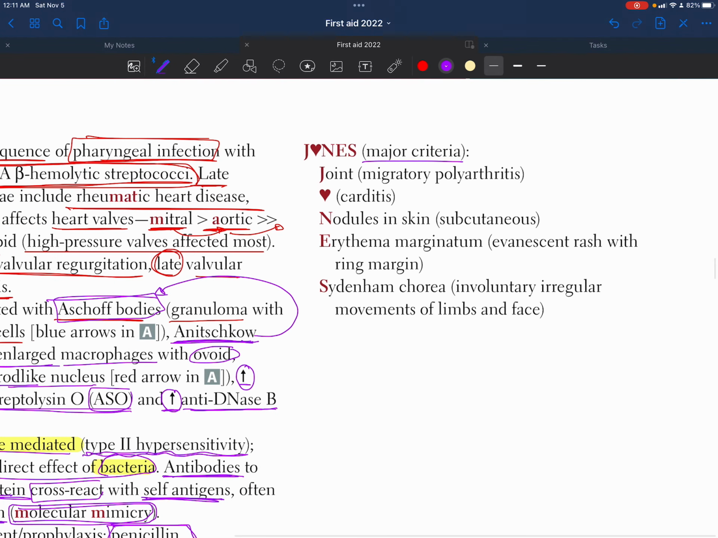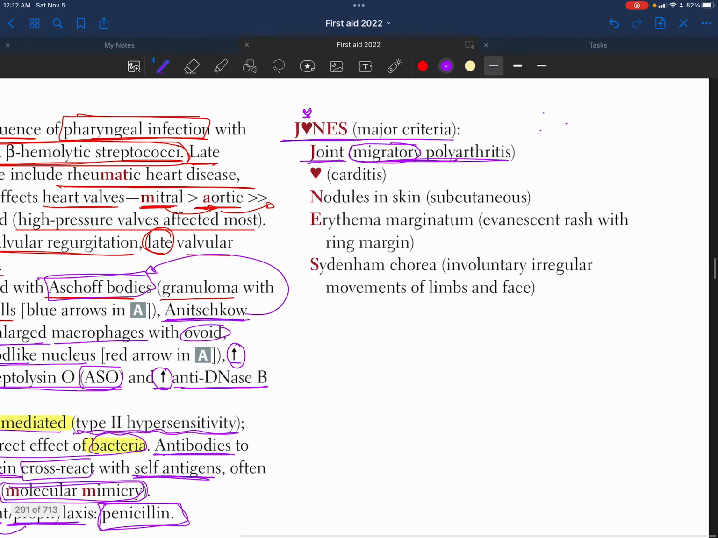The major criteria are the Jones criteria. The J stands for joints, and that is migratory polyarthritis. The important thing is migratory: one day it's in the foot, the other day in the hand, the other day at the finger. It goes from one place to another, and it's poly, so it affects more than one site.